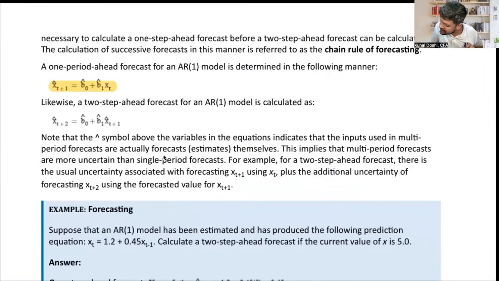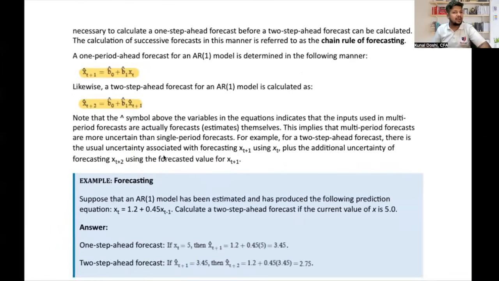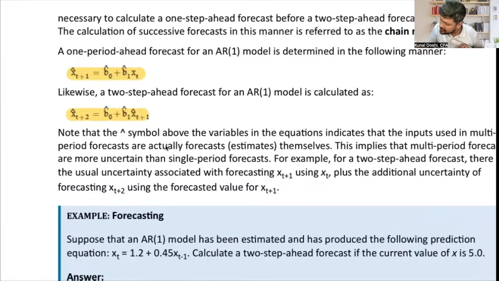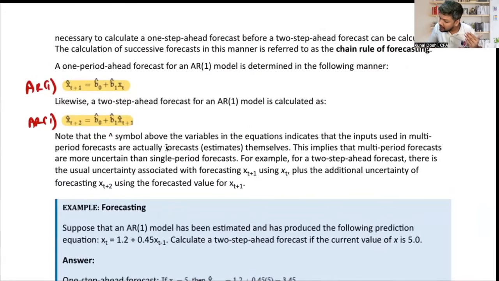Both of these are AR1 models, right? You see this? This is where we are going one period back. Understood? One period back. Correct? A one period ahead forecast for the AR1 model is determined using the following. So I'm predicting one period ahead, but using that one period, I'm predicting the second period ahead. So how do I predict the second year? I will take the current value to predict the next year value, to predict the further next year. This way we use it in a chain.